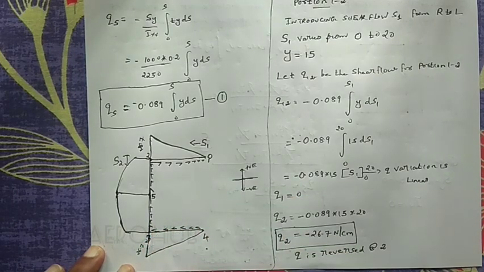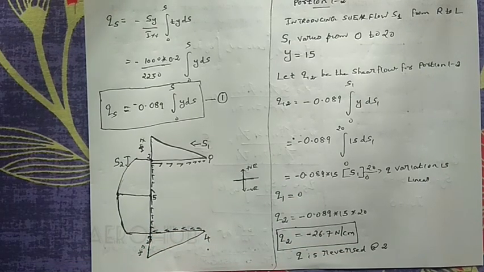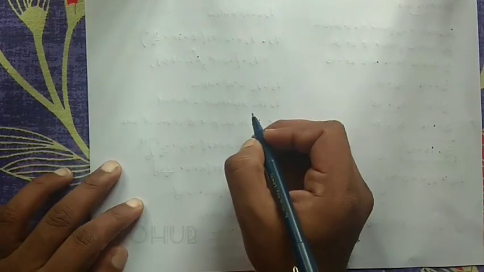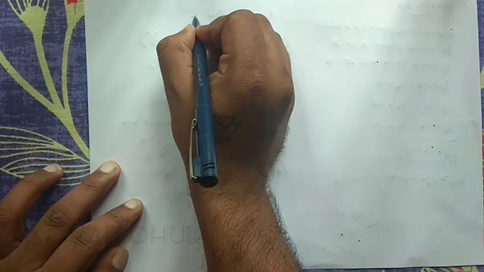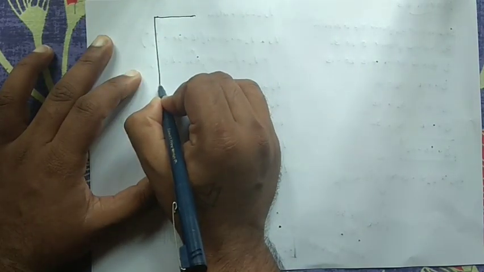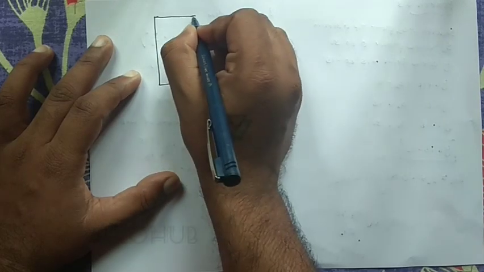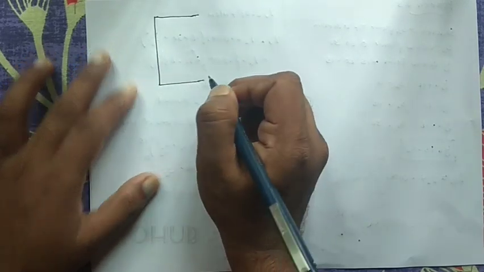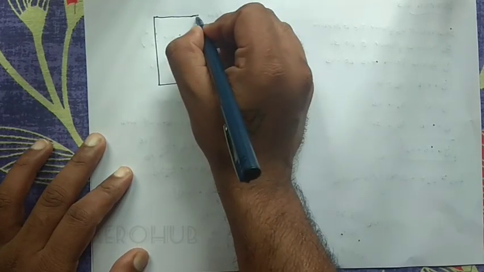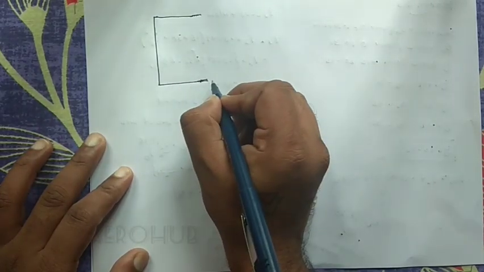Now we have to find out the location of the shear center. And you have to understand shear center is nothing but a unique point in the cross section where, when we are applying a transverse load, the section will be subjected only to bending and there is no twisting. Okay, this is the definition of shear center.